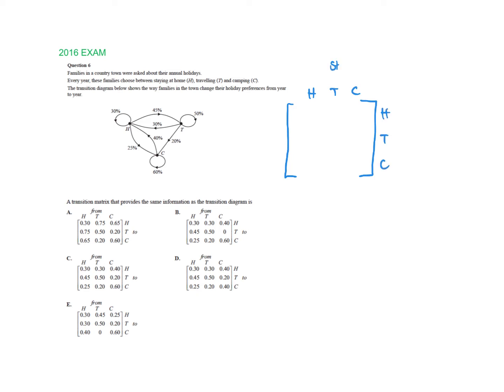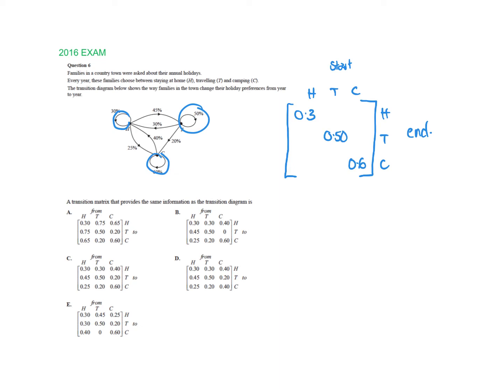And I'm going to start here, and then I would end here. And remember, it's easy to do the ones going back to themselves. So H to H was 0.3. C to C was 60, so C to C was 0.6, and T to T was 50, so 0.50.